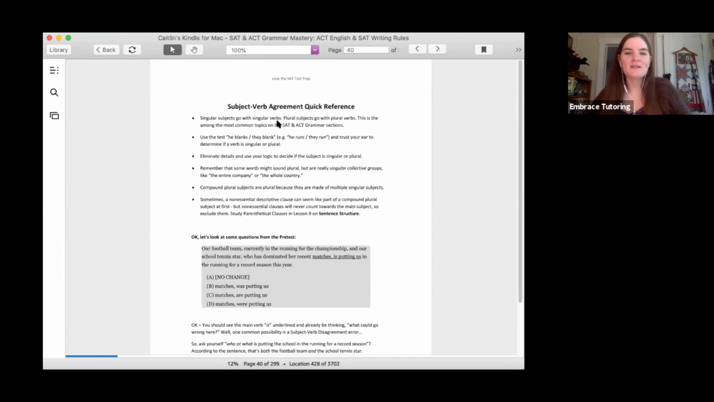Okay, so subject verb agreement, just to recap where we were last week. You want to think about identifying whether you have something that is just talking about one thing, or if you're dealing with more than one thing. Singular subjects go with singular verbs, plural subjects go with plural verbs. This is one of the most frequently used topics on the writing and language section, so you do want to make sure you understand this concept.